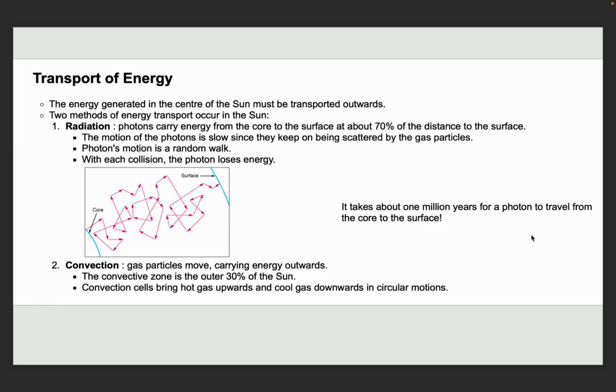The photons' motion in this radiation zone, where the energy is transported via the radiation method, is a random walk. With each collision, the photon loses energy in this zone. It takes about 1 million years for a photon to travel from the core to the surface. And in the convection zone, the gas particles move, carrying energy outward. The convection zone is about 30% of the outer sun. Convection cells bring hot gas upwards and cool gas downward in a circular motion.